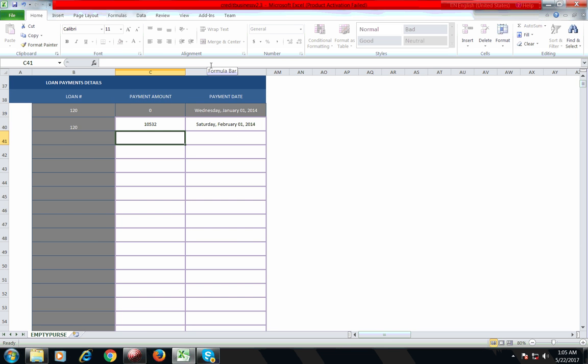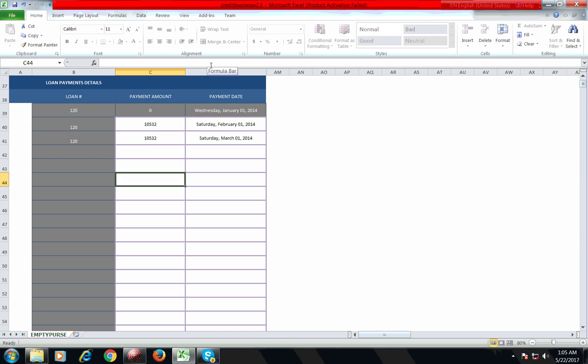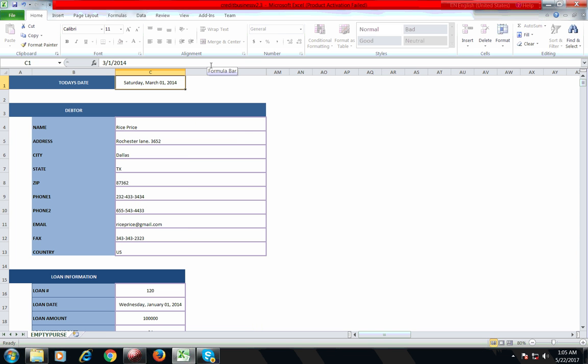So as I said, now you can make another payment, 10,532, second installment made. So now the pending is 82,815. At this stage, if Rice Price pays off the amount, he is actually paying less interest, because he's paying off pretty soon, but let's say by next month.